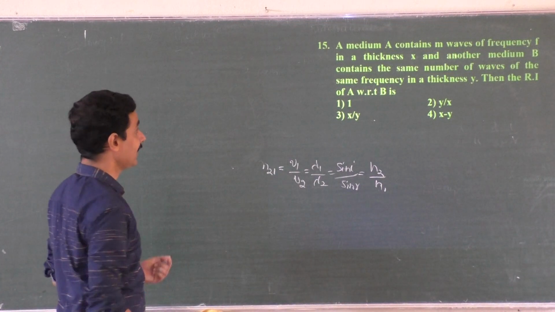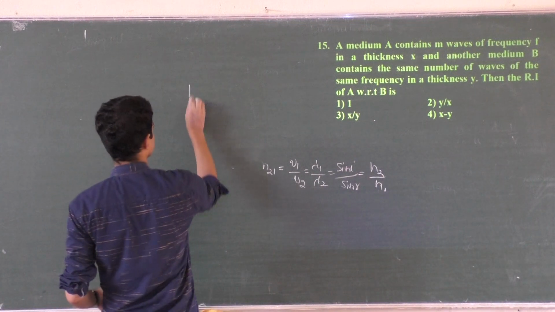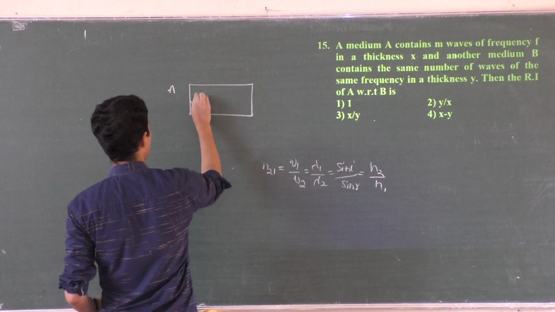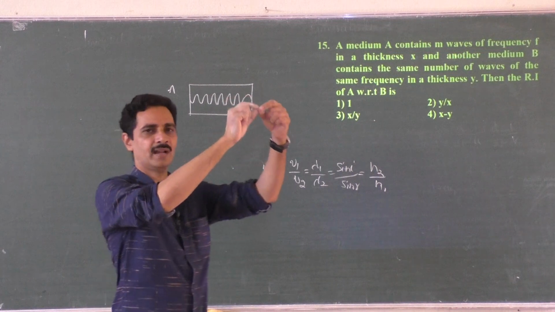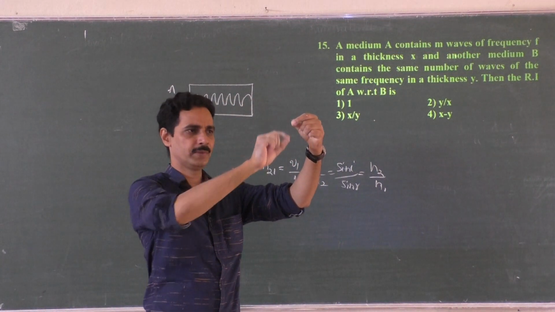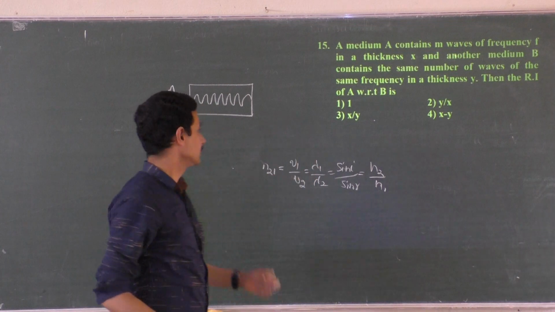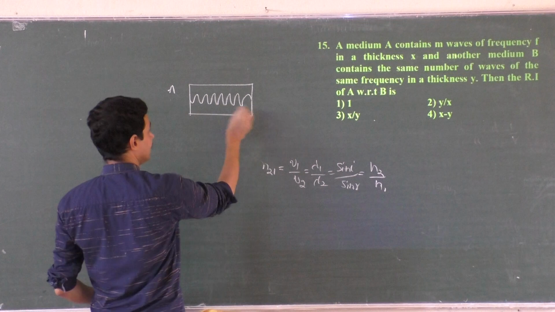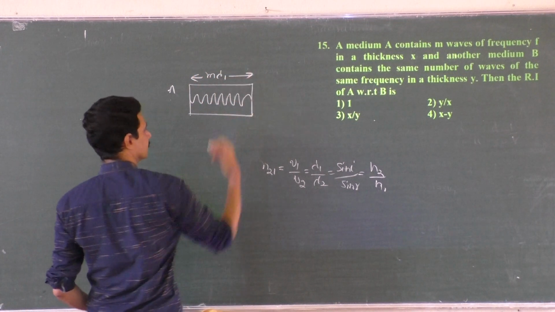A medium A contains m waves of frequency f. Say this is glass. Medium A contains m waves like this. So one wave is starting from one equilibrium position, coming down, minus peak, plus peak, again equilibrium. That is one wave. M waves, that means what is the length, this distance? So shall I write it as m lambda 1, correct?